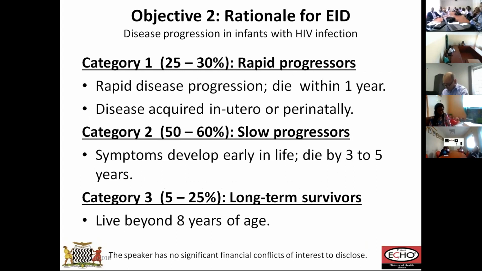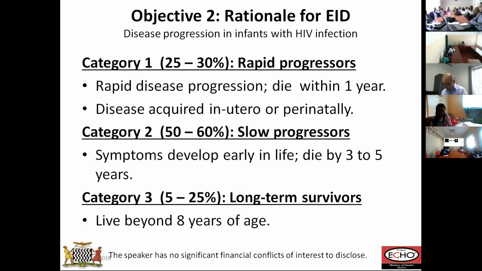So in terms of disease progression, if you don't identify HIV infection in an infant born from a positive woman and they get HIV infected, we have basically three groups of infants or types of progression. We have the rapid progressors who get ill very early in life, and these ones have severe disease in a very short time, and most of the times we may actually lose them within the first year of life. And this disease is usually acquired during pregnancy or around the time of delivery.